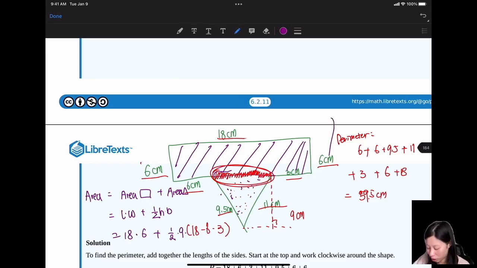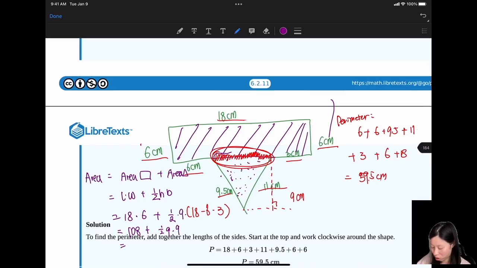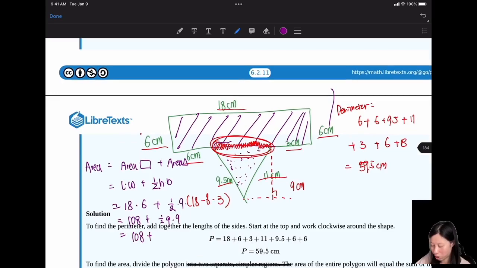So this is equal to what? This is equal to 108 plus 1/2 times 8 times 18 subtract another 9. So this is equal to 108 plus 14.5. So totally the area should equal 148.5 square centimeters.